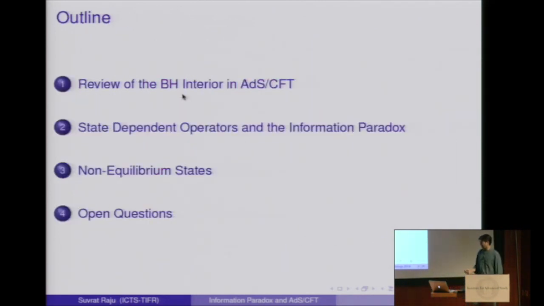Okay. So this is an outline of what I'm going to say. I'll start by very quickly reviewing this construction of the black hole interior that Kyriakos described yesterday. I'll talk about how these state dependent operators help in resolving all of these arguments that pertain to the information paradox that have come up in the past few years. I'll talk about non-equilibrium states, and the reason this is important is because this tends to push our construction towards a regime where you might potentially see an ambiguity, so I'll talk about that, and then I'll conclude with some discussion of open questions, including the issue of state dependence that was discussed a lot yesterday.